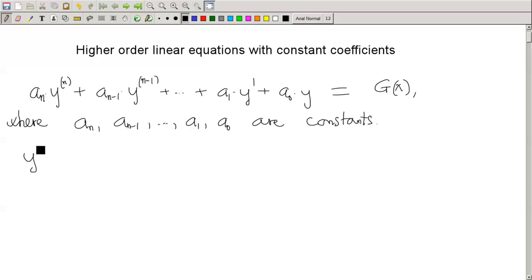And we use this notation to denote the nth derivative. Or if we have third derivative, then we may use y triple prime. For the fourth derivative, we could do that as well, but for higher derivatives, it is easier to use the notation here.